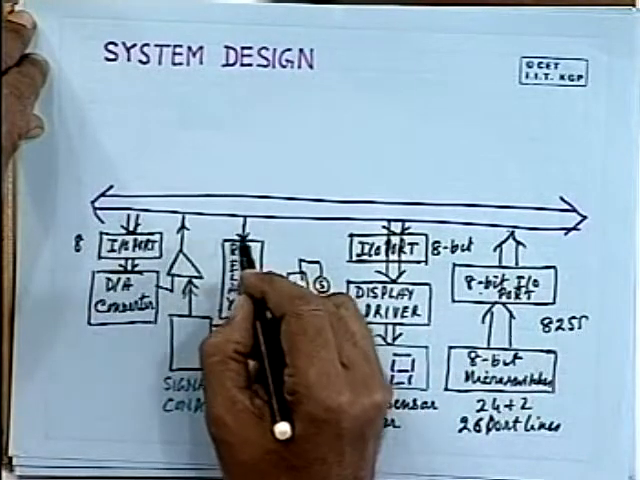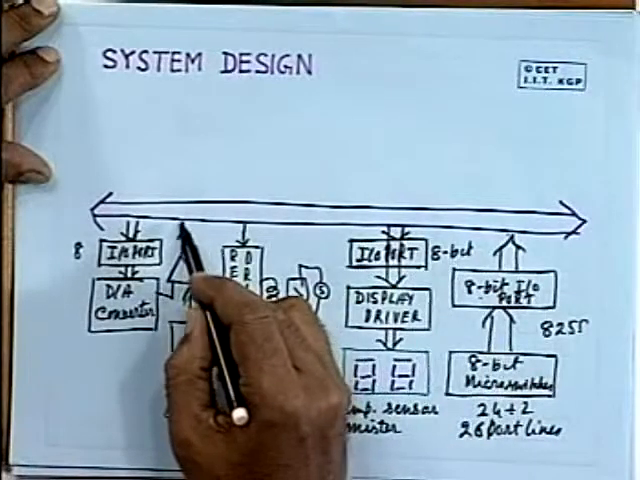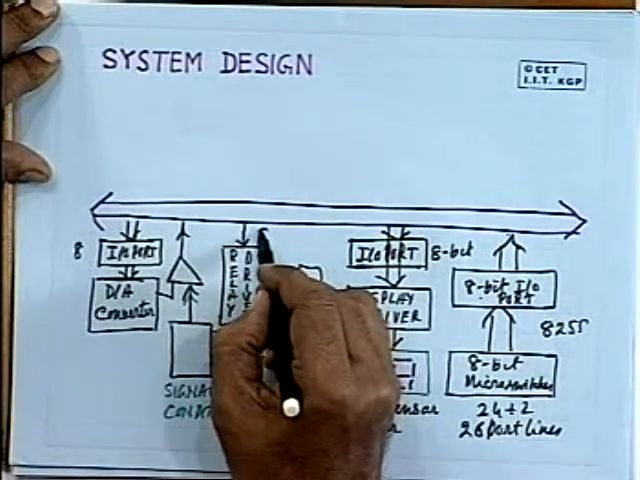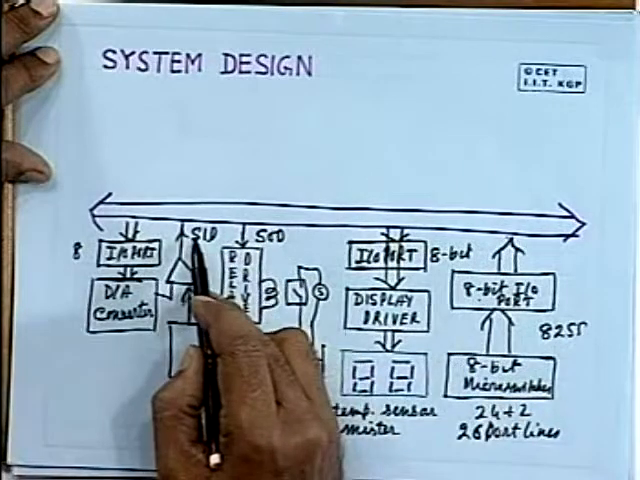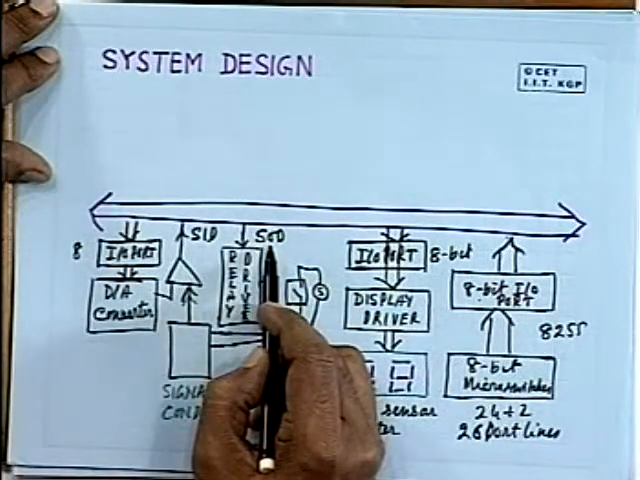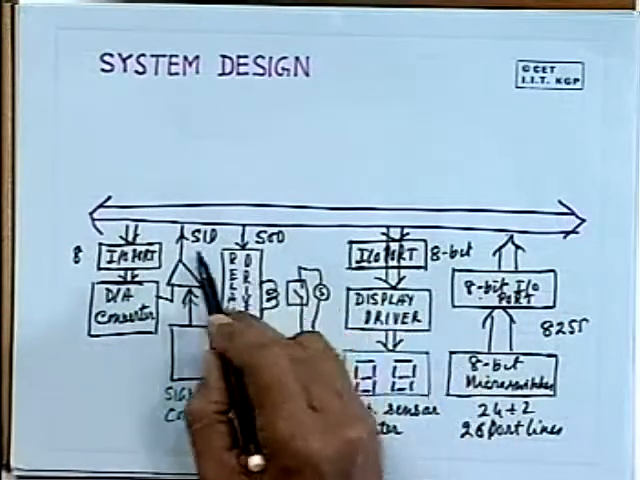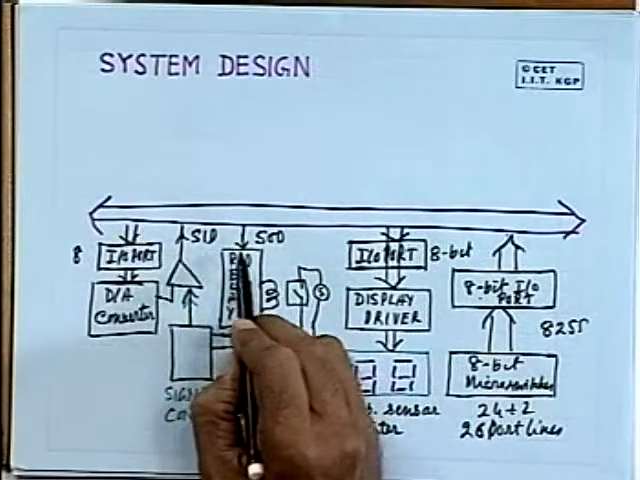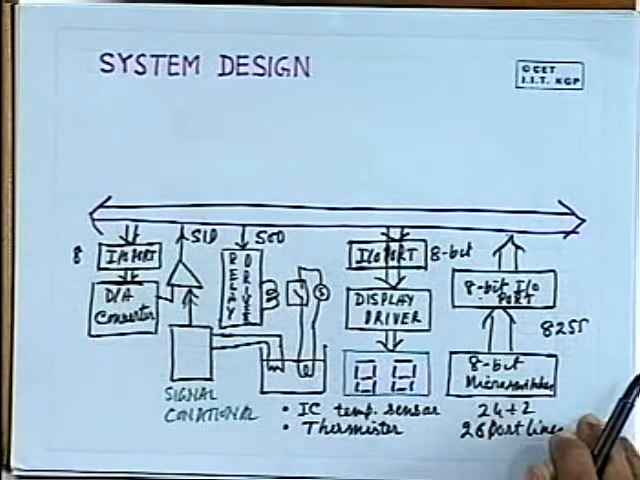Now these 2 port lines can be realized by using another IO port device, but since the requirement is only 2 and one is input, another is output, we can make use of the SOD and SID lines for this purpose. So by making use of the SID and SOD lines, there is no need for another chip. So you can save on the chip cost.